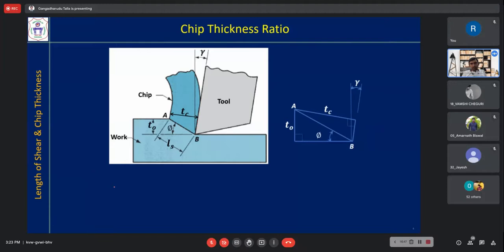Now let us try to define this chip thickness ratio. Chip thickness ratio is nothing but the ratio between T0 and TC, uncut chip thickness divided by chip thickness. Now let us see the relation.